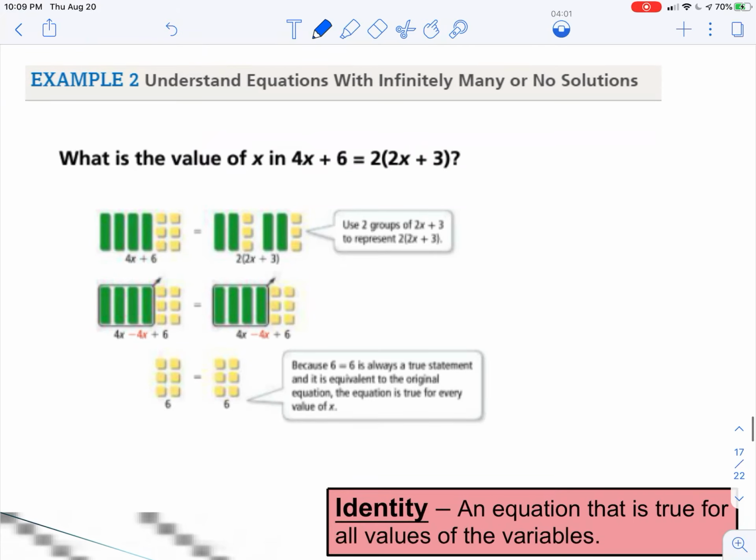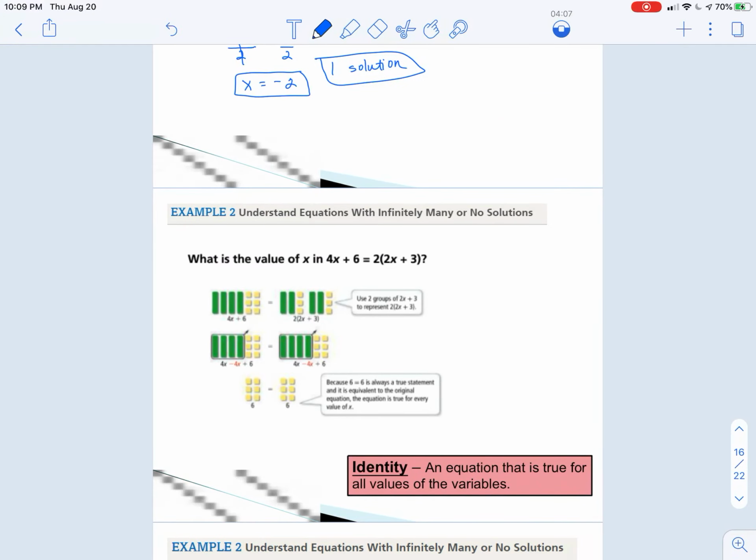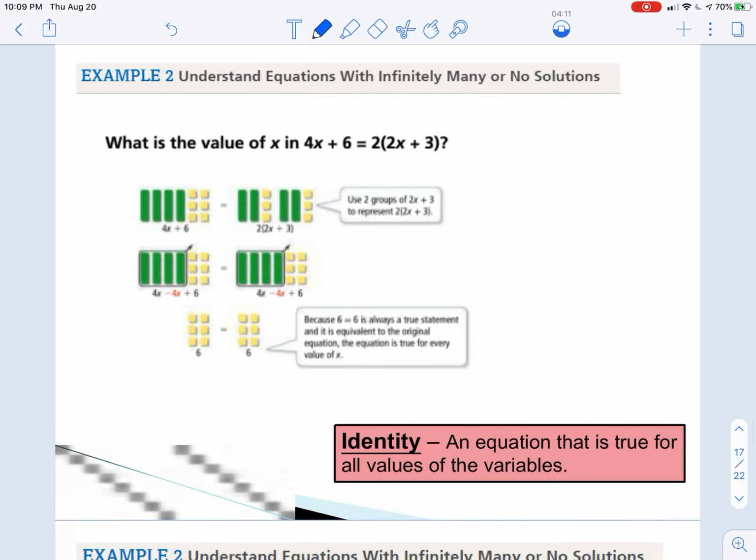Let's move down to example 2 now. I wanted to have this problem that's actually in your book. You can see this on page 19 as well. It's a little bit blurry here, but that's okay. I can see the problem. The problem is we're going to find out what the value of x is in 4x plus 6 equals 2 times the quantity 2x plus 3.